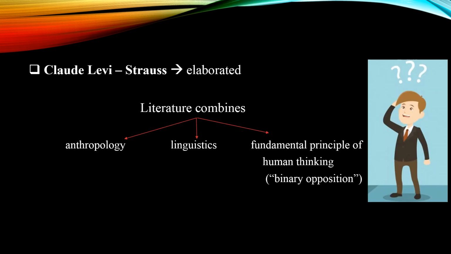Next, Claude Lévi-Strauss. He has elaborated stylistics, that is, literature combines with three major focuses. He has divided stylistics in three forms. The first is anthropology, secondly linguistics, and thirdly the fundamental principle of human thinking. He coined a term for such a definition, which is none other than binary opposition. So according to Lévi-Strauss, the study of stylistics in literature combines three aspects: anthropology, linguistics, and binary opposition.